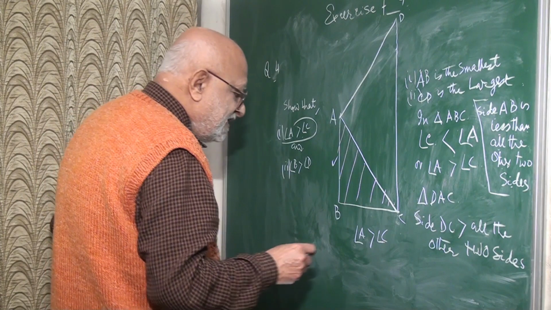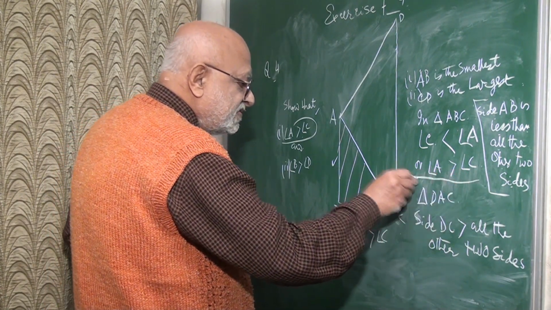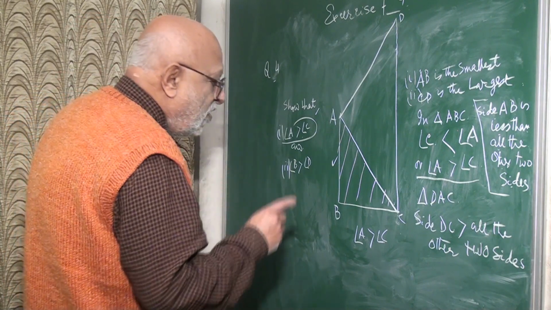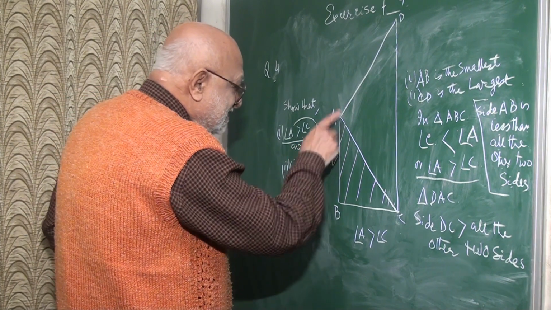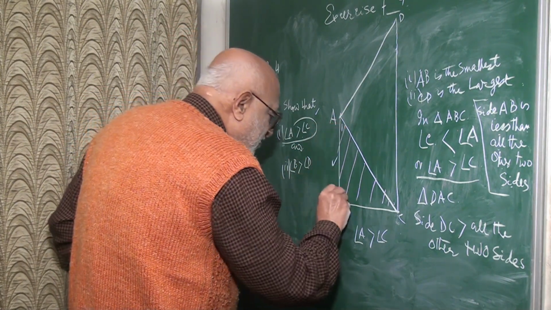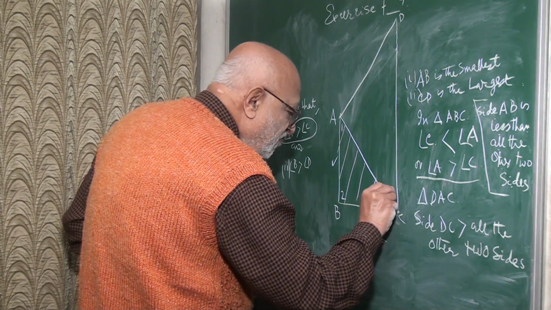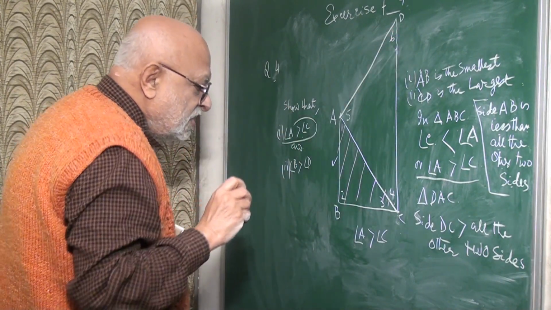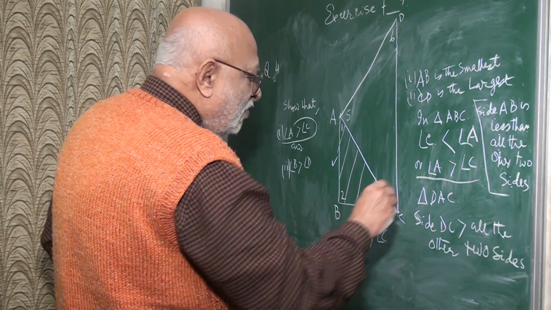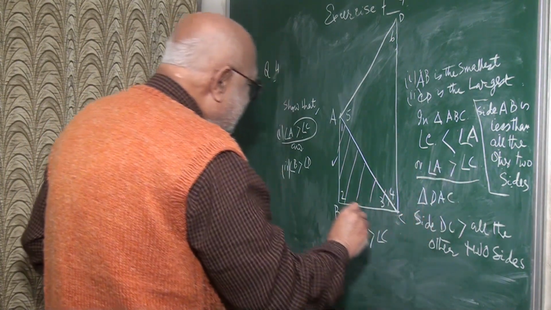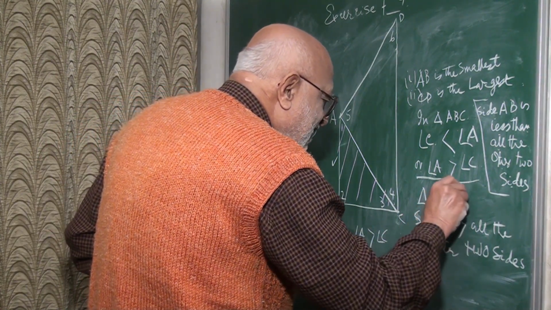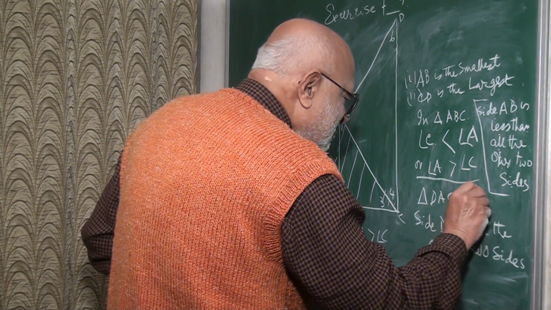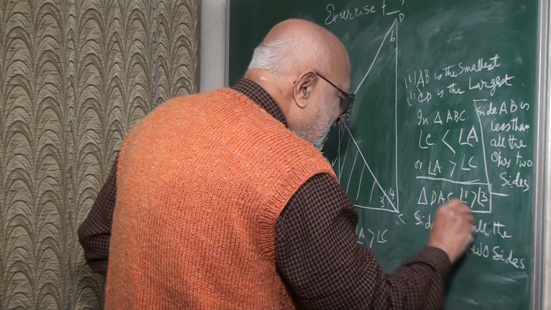Now let us add up these two. I must say that here also I must use the notations, otherwise it is divided into two, and there will be confusion. So let me put the notations 1, 2, 3, 4, 5 and 6. So here, angle A is greater than angle C. Here angle 1 is greater than angle 3.